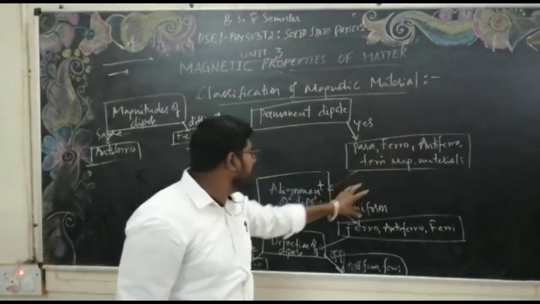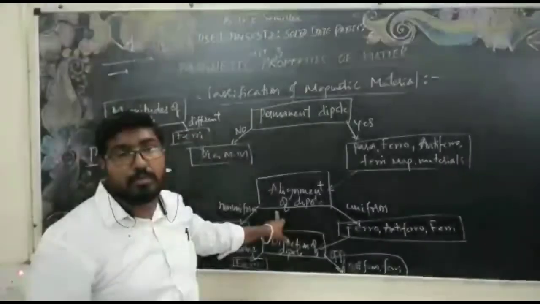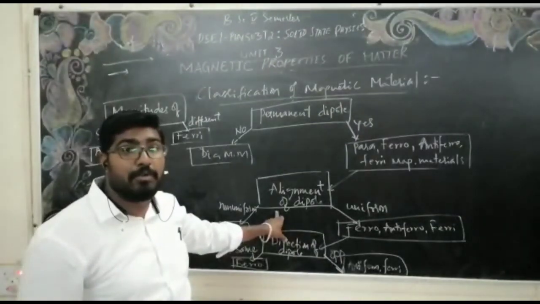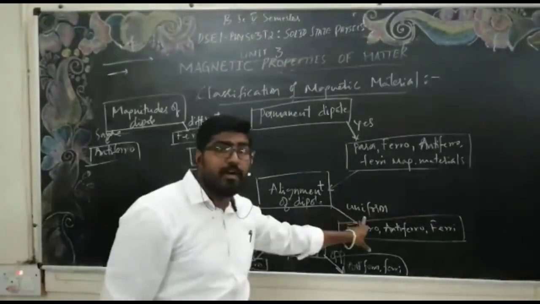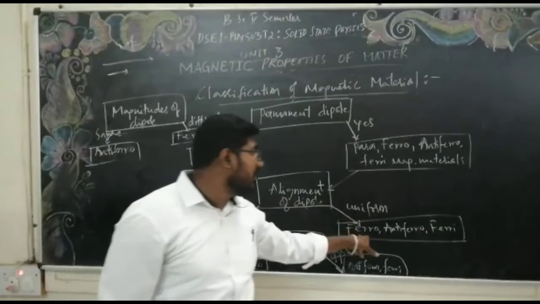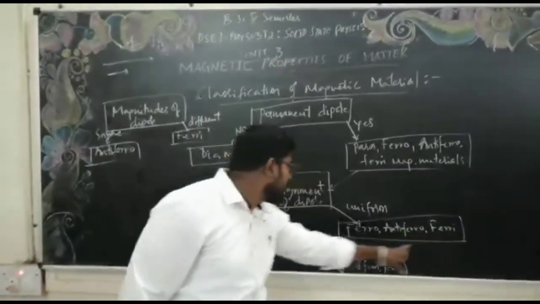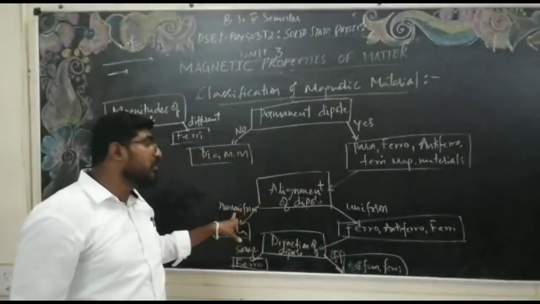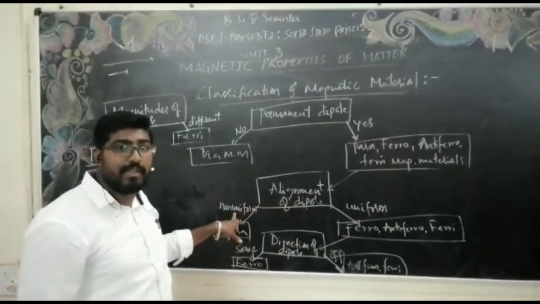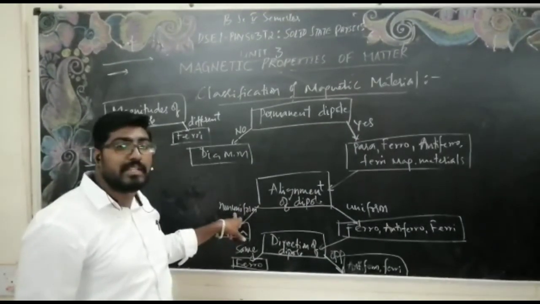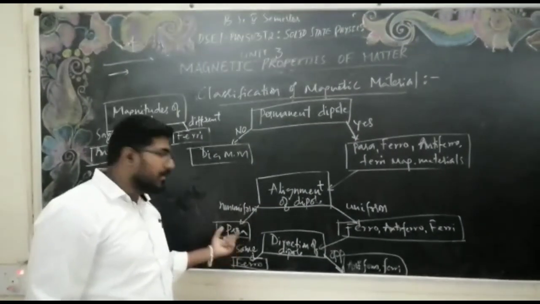In this material, how the dipole moments are aligned, whether they are uniform or non-uniform. If they are uniform, those are all the ferro and antiferro. Whereas if the alignment of dipole is non-uniform, that means the magnetic dipole moments are arranged in a random way, in case of the para.